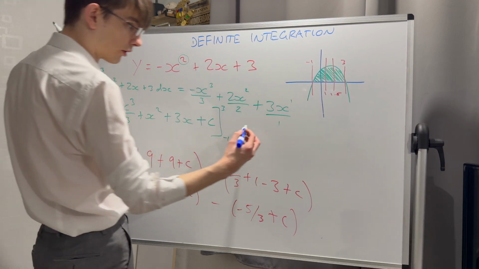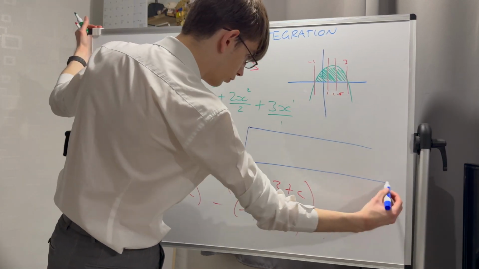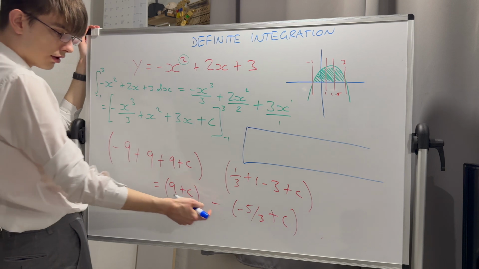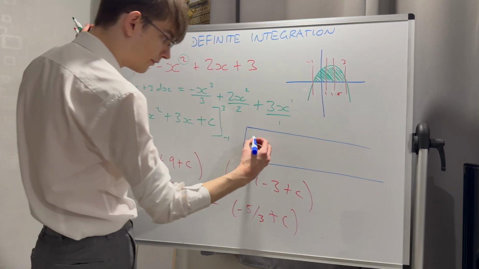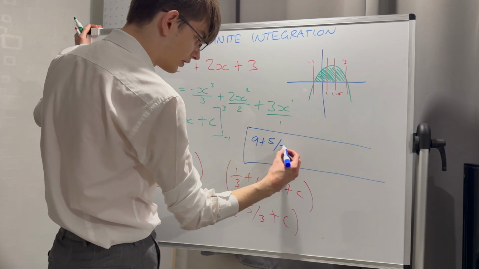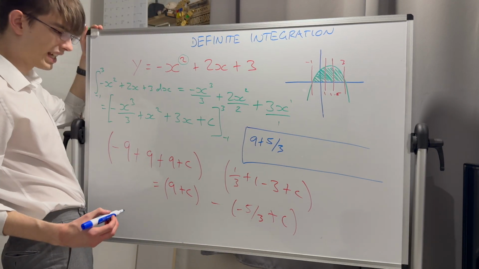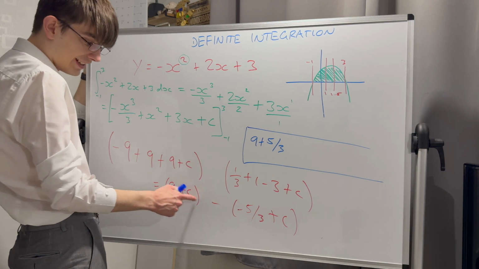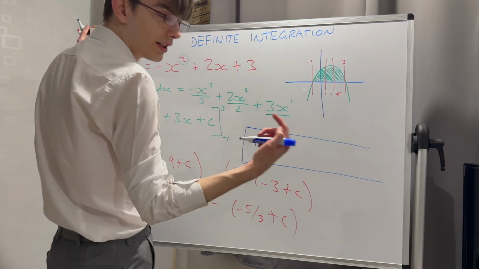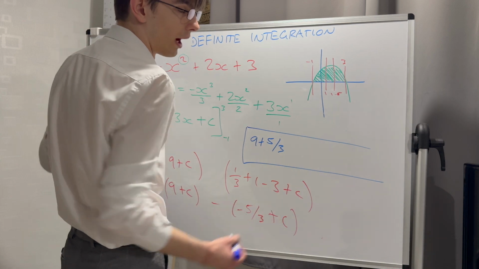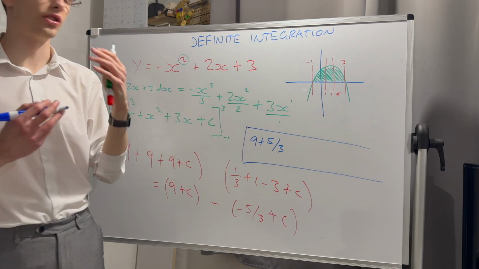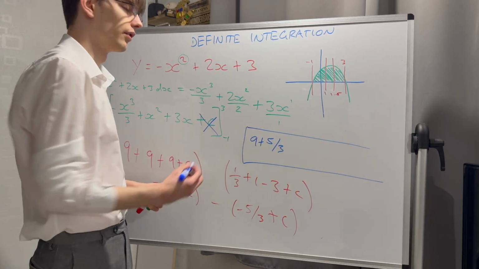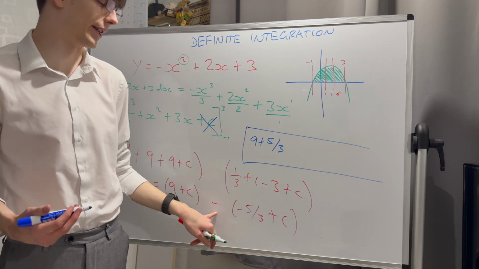In just a space, I'm going to pop this up here, in this little box. So I get 9 minus 5 over 3, which is 9 plus 5 over 3. Yes, I can do that in my head, I just don't want to. And then c minus c. C minus c is 0, so I have no constant tagged on the end, which is why we could have ignored the c to begin with, because it just cancels out when we do this minusing.